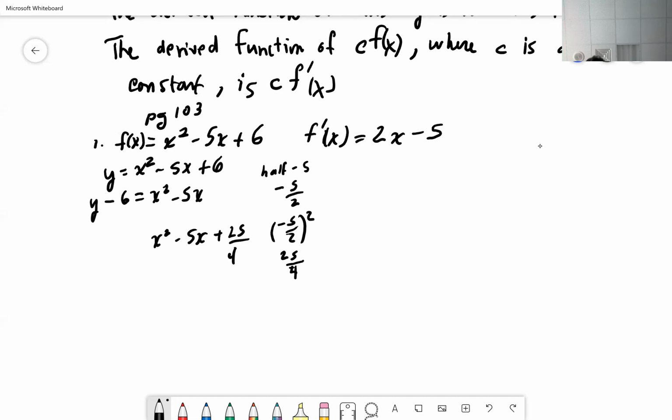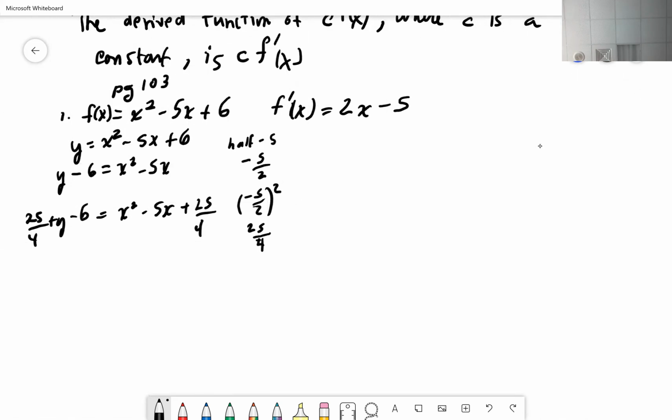And now I do the same thing to the other side. You get 25 over 4 plus y minus 6. Let's go ahead and add the fractions. What's 25 over 4 minus 6? How would you add that together?